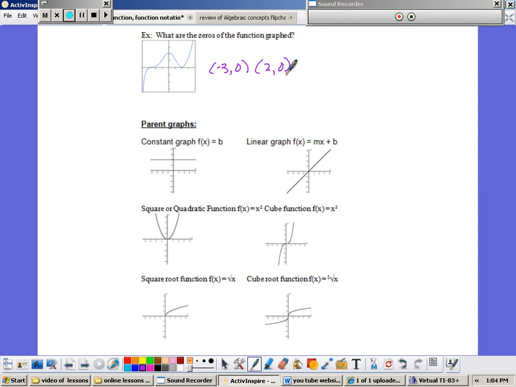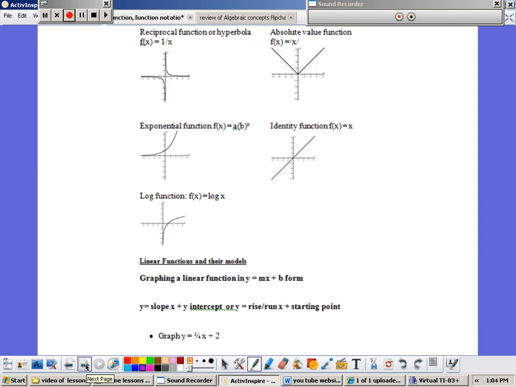Now, here are a lot of different graphs. These are called parent graphs, meaning that they're the basic graph for this function. This is a constant, which is a horizontal line, y equals b. This is the linear equation, y equals mx plus b. This is your quadratic, y equals x squared. Here's your cubic, which is an S graph, y equals x cubed. Here's your square root function of only the primary roots, y equals the square root of x. This is your cubic root function, y equals the third root of x. And notice they all say f of x, I said y, it's the same thing.